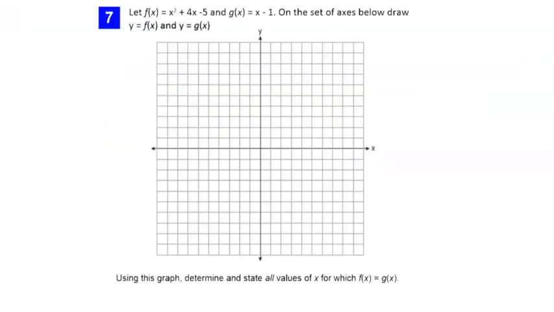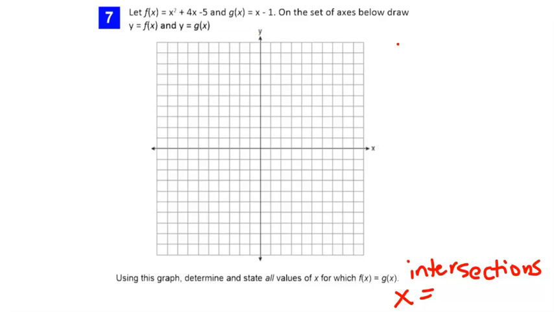Number 7 asks us to graph this system of f of x equals x squared plus 4x minus 5 and g of x, which is linear, x minus 1, and then it asks us to determine all the values for which f of x is equal to g of x. And that means that we are looking for the intersections. And the intersections will have x values and y values, but we're only looking for the x values.